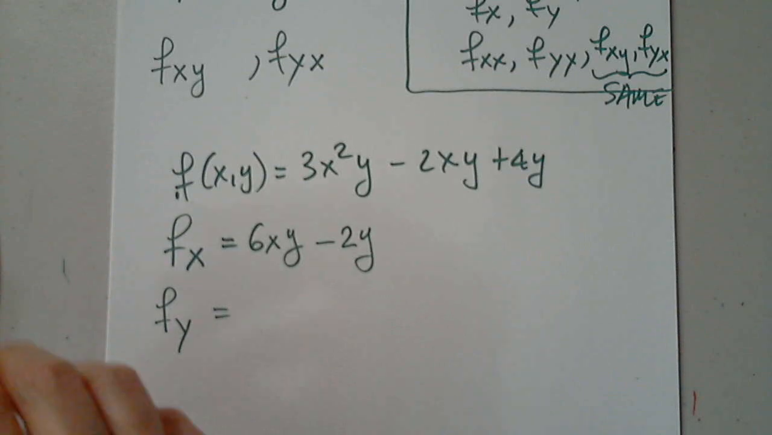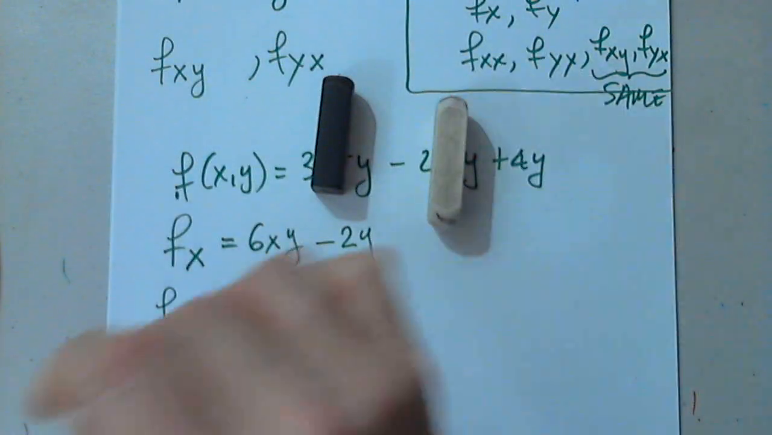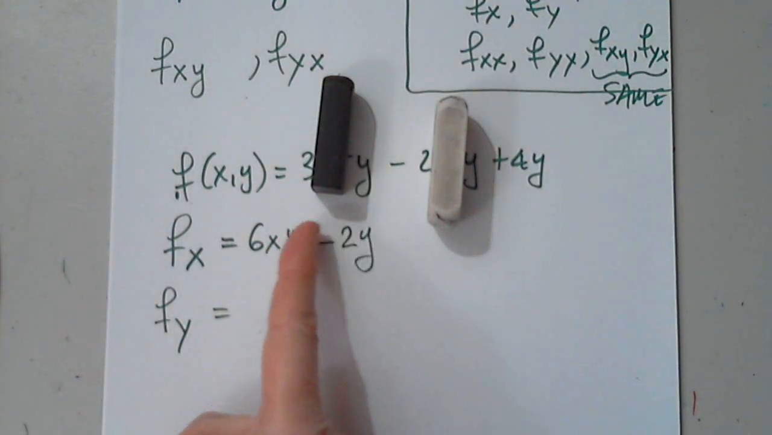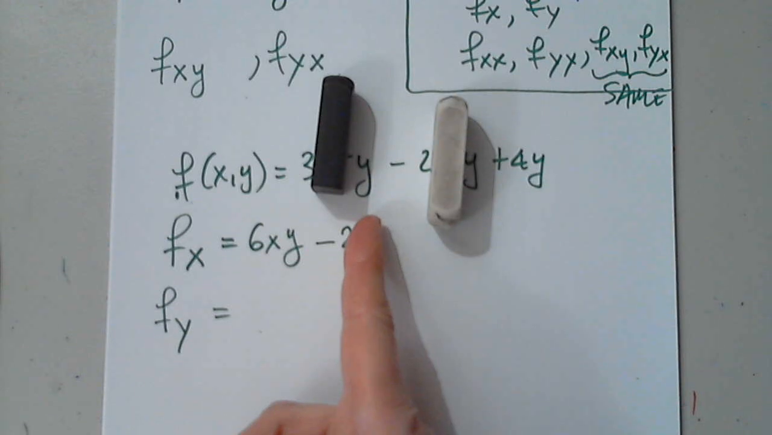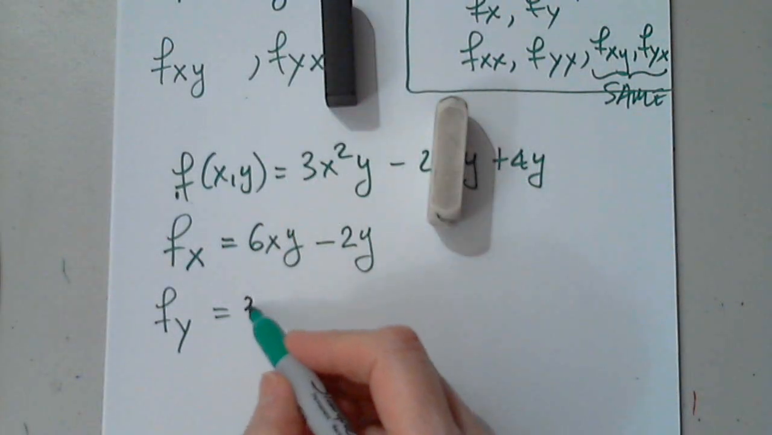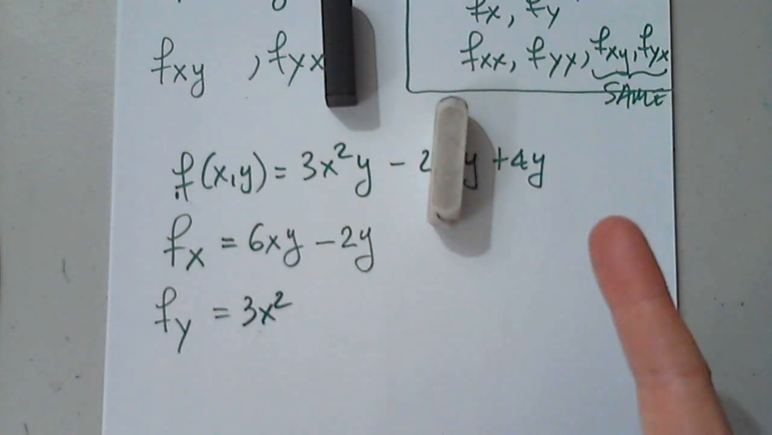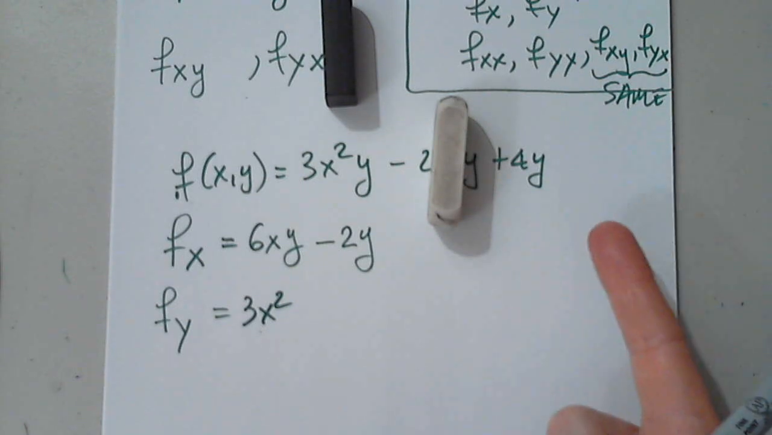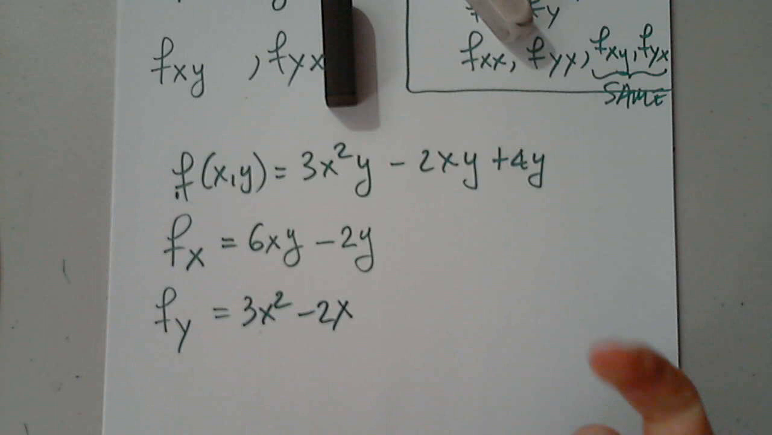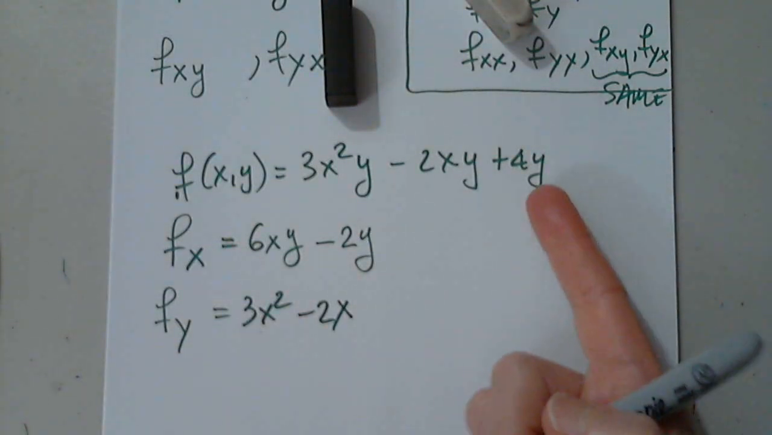Now I differentiate with respect to y. X is constant. And there is no x there. I differentiate 3 blah, whatever number, y prime. So it's that number. Here I have negative 2y. When I differentiate negative 2y, I get negative 2 and that number. When I differentiate 4y, because I differentiate with respect to y, I get 4.